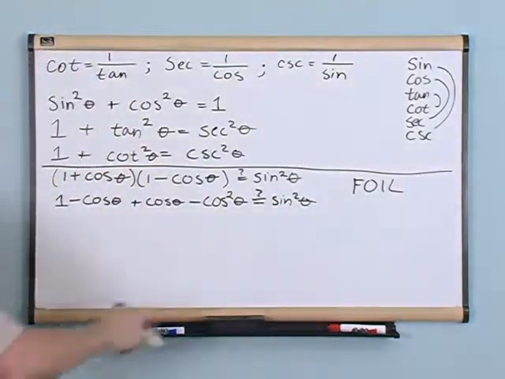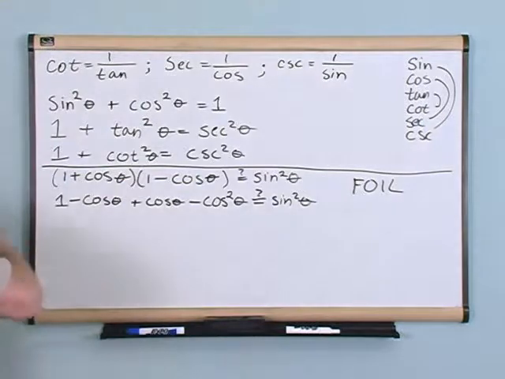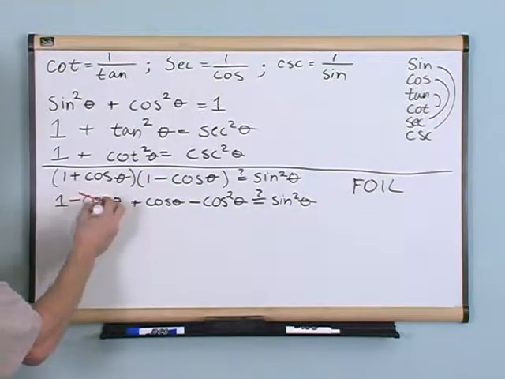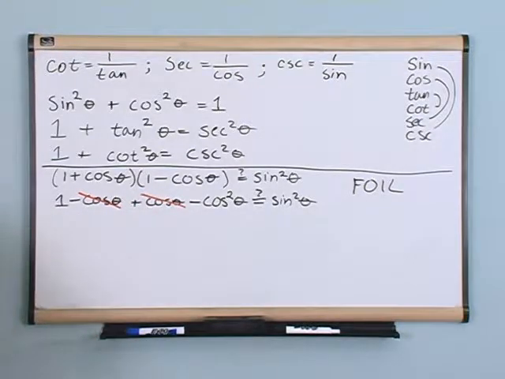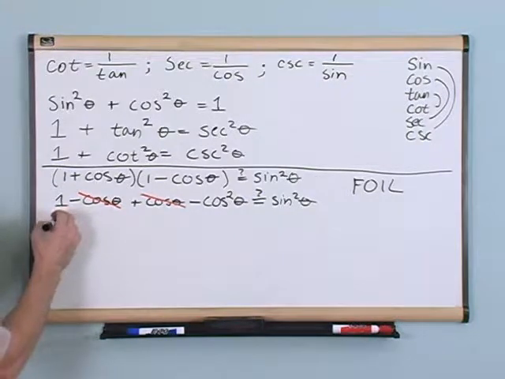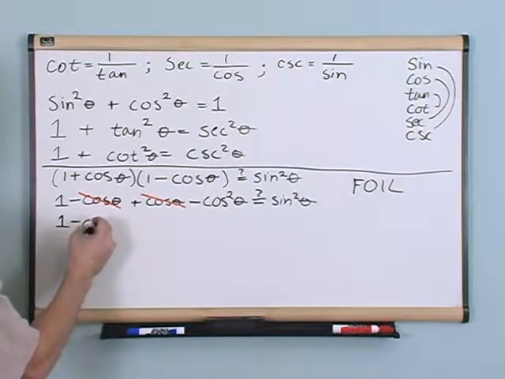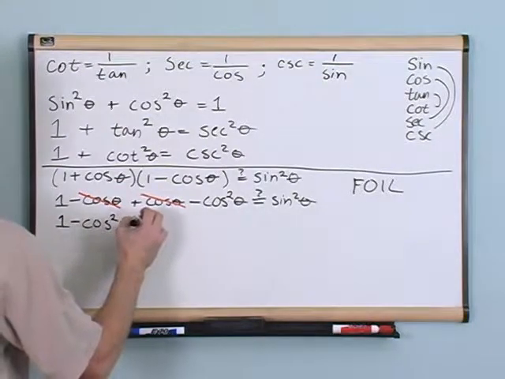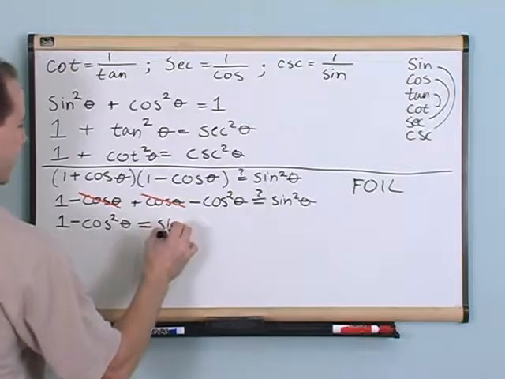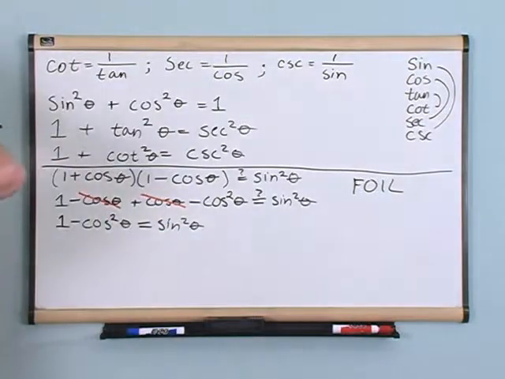Okay. Well, pretty quickly you can figure out that this is going to look a little nice, because this negative cosine theta cancels with this term. It adds with that cosine theta and gives you 0. So what I'm left with here on the left is 1 minus cosine squared theta equal to sine squared theta. Okay? Well, now, this is starting to look a little bit like this identity up here.